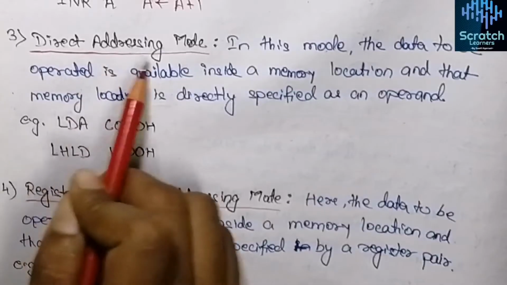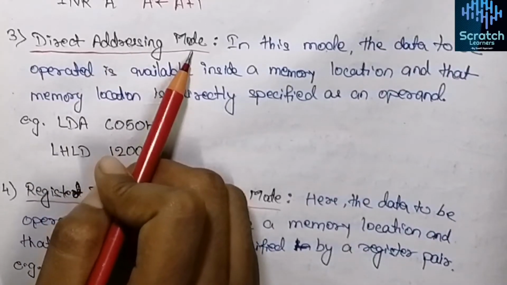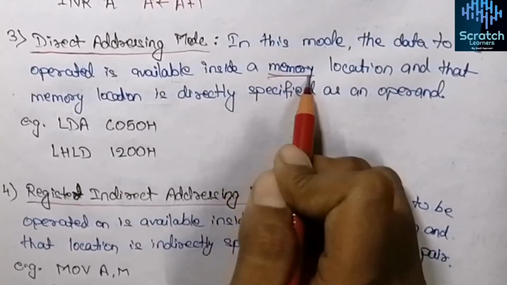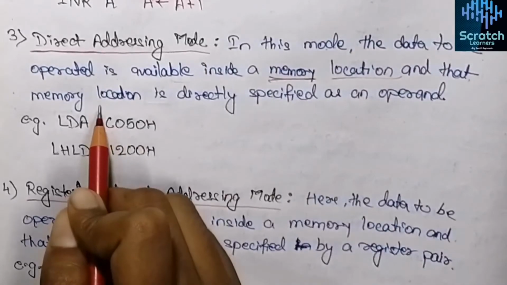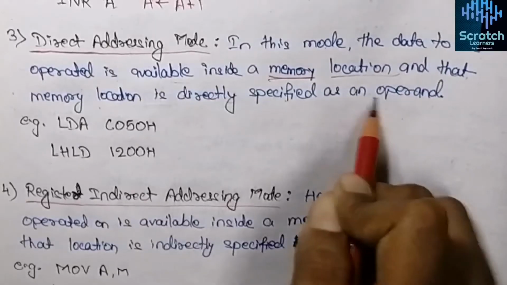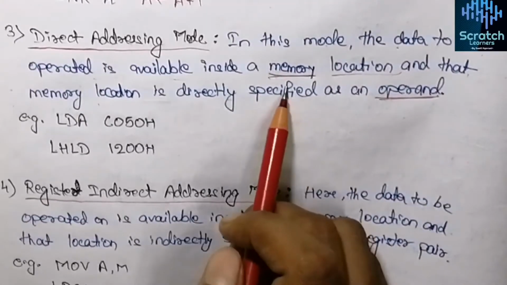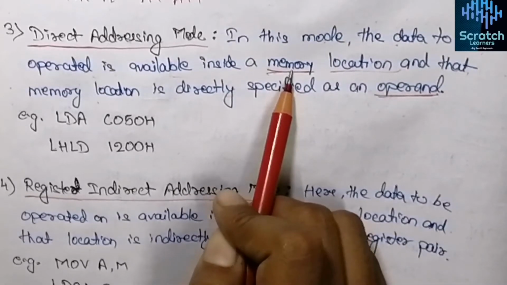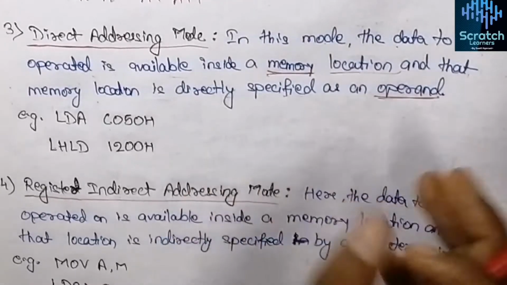Now the next one is the direct addressing mode. So in this mode, the data to be operated is available inside a memory location, and that memory location is directly specified as an operand. So this is quite easy. A memory location is being specified as an operand, and that memory location contains the data.